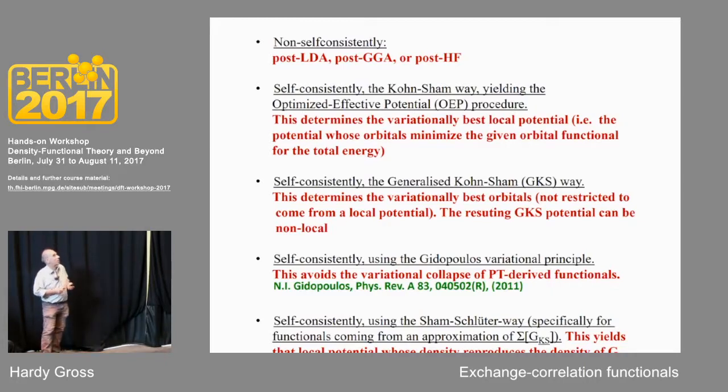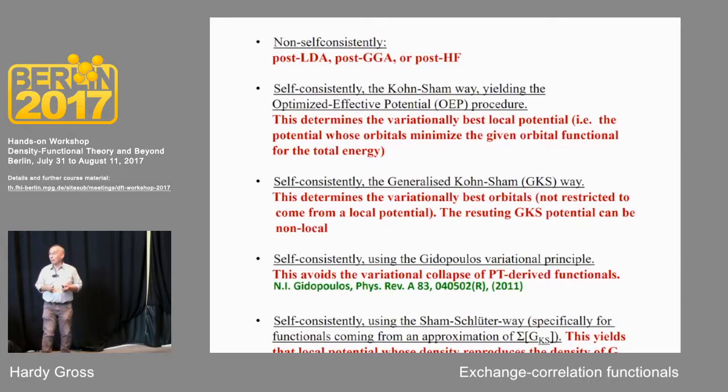Another way is to do it self-consistently, but with the so-called generalized Coulomb scheme. What you do there, given the total energy functional, you take the variationally best orbitals. So you just take the variation with respect to the orbitals. In this way, you usually get a non-local potential, right? Compared to this one. And I'll show you some numbers later.